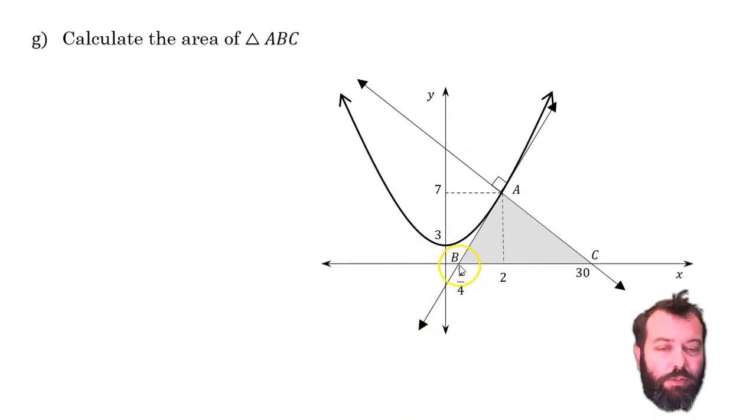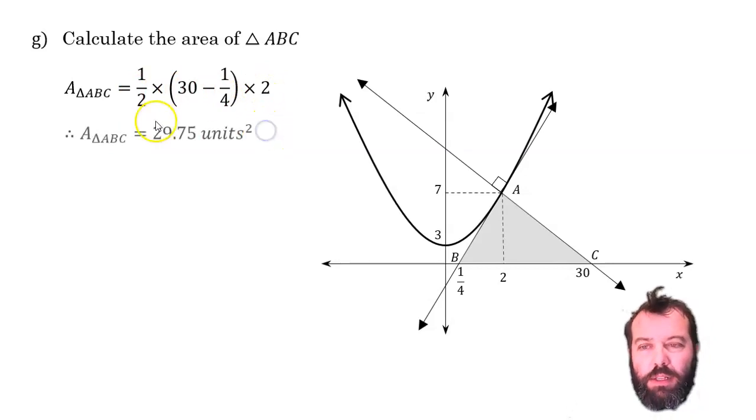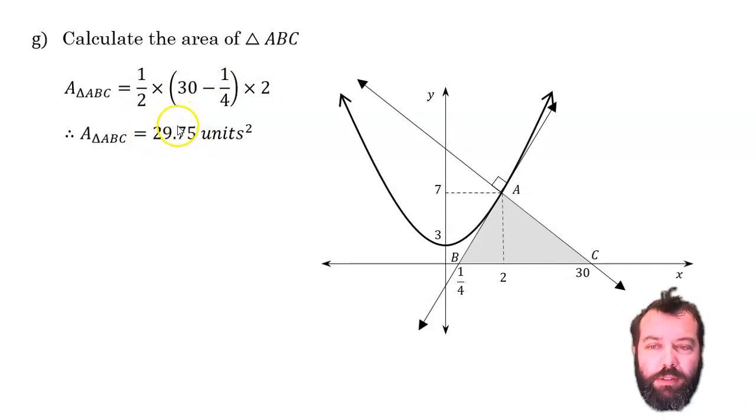Because we've got coordinates, here's a shortcut. My base goes from 1/4 to 30, so 30 minus a quarter. And my perpendicular height from the x-axis goes up to 7, which reminds me, I've made a mistake in my working. It's too late to change it now, so you'll just have to berate me in class, I suppose. Anyway, the area is half the base times the height. Now that height there shouldn't be 2, it should be 7. So half times this times 7 is not 29.75; it's something else. My apologies, you can punch that into your calculator.